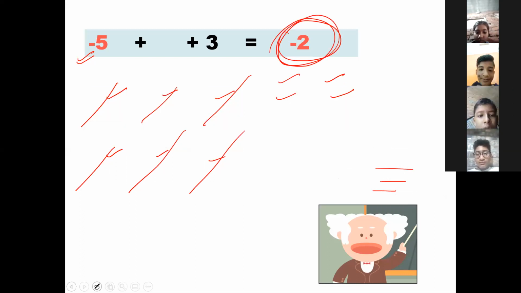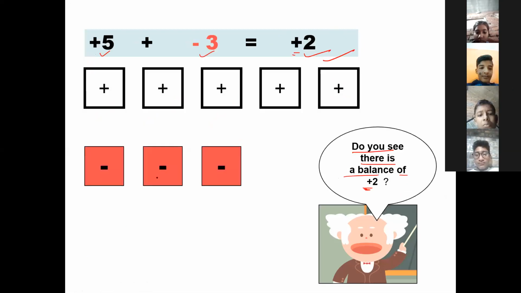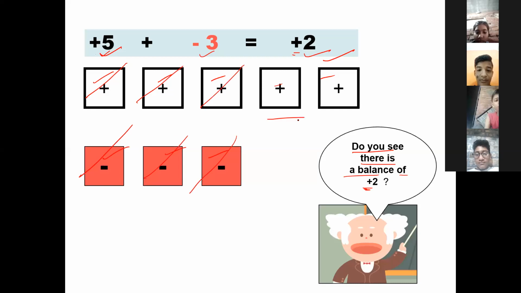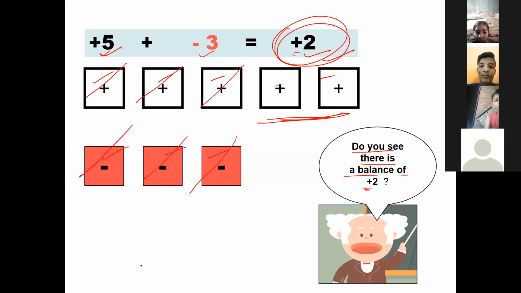Is it clear? If we see the previous example, 5 positive signs means 1, 2, 3, 4, 5 positive signs and 3 negative signs. 1, 2, 3 negative signs. So this positive negative cancel each other. This positive negative cancel each other. This positive negative cancel each other, and 2 positive is left. That is why your answer is 2 positive. So in this way also you can understand it clearly.